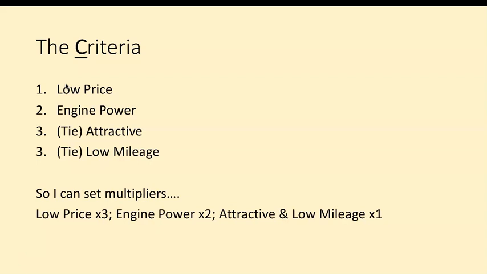So now as I look at my criteria, I'm going to set some multipliers to it. Because low price is the most important thing, when I get my grid created, I'm going to look at how I rank the 4 cars based on price, and I'm going to multiply the rankings by 3 since that's the most important criteria. In terms of engine power, it's my second most important criteria, so I'm going to multiply my ranks by 2 there. And then attractive and low mileage, I'm not going to multiply it by anything since they are the least 2 important criteria for me.